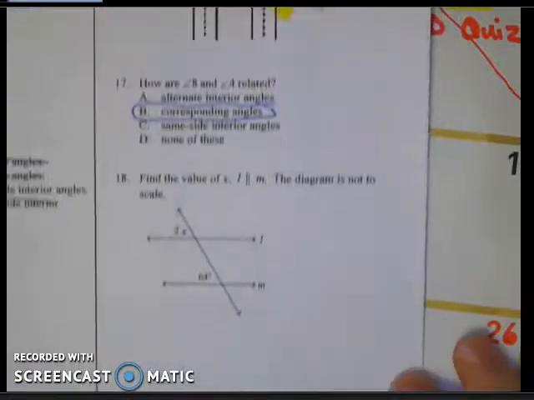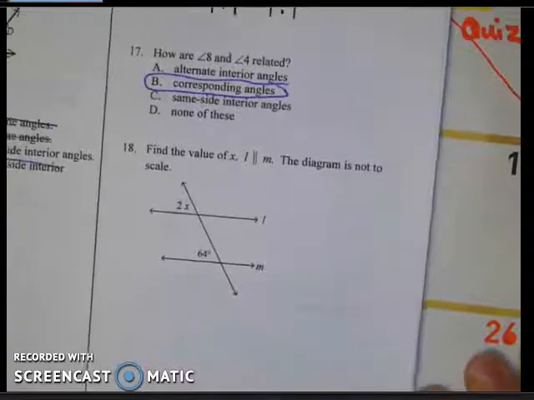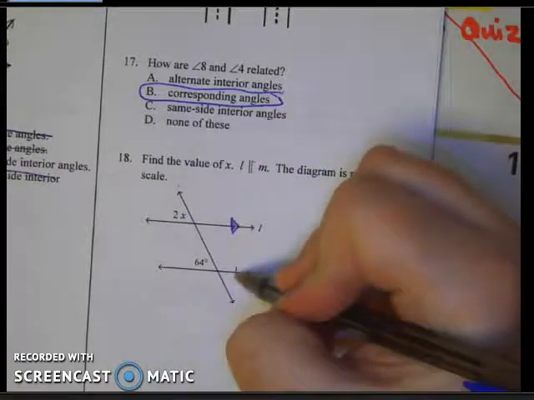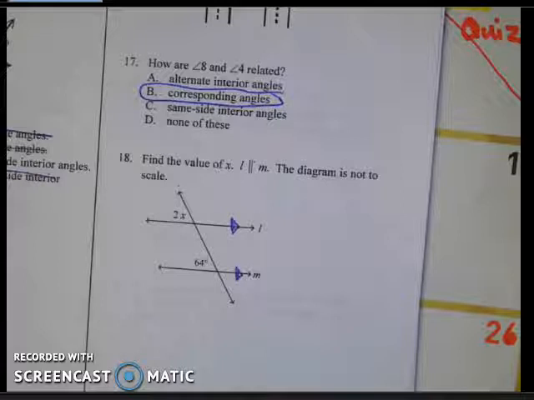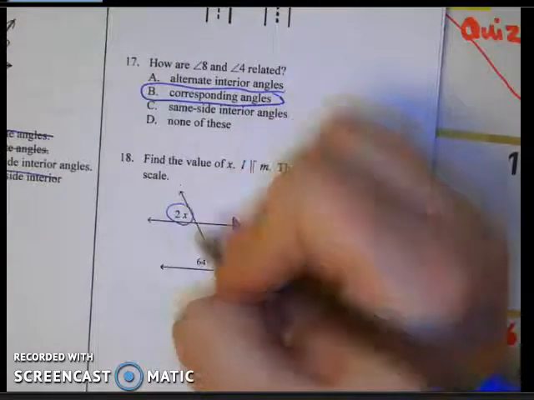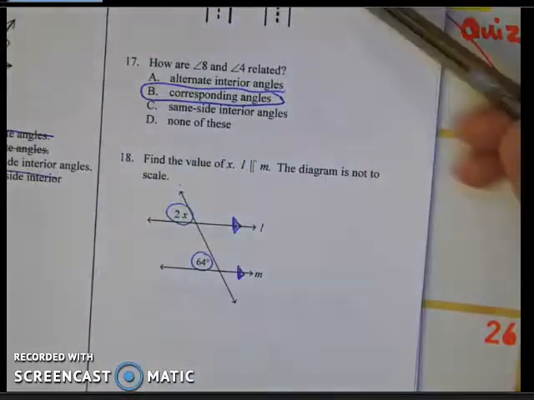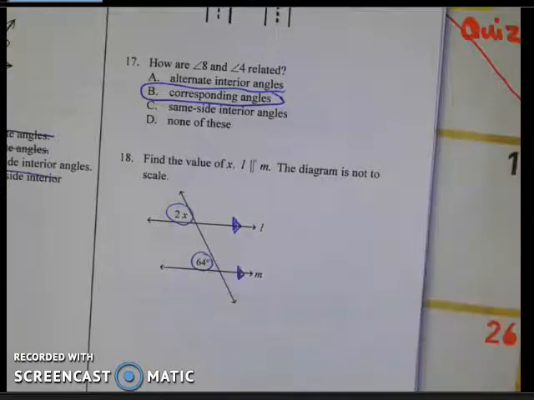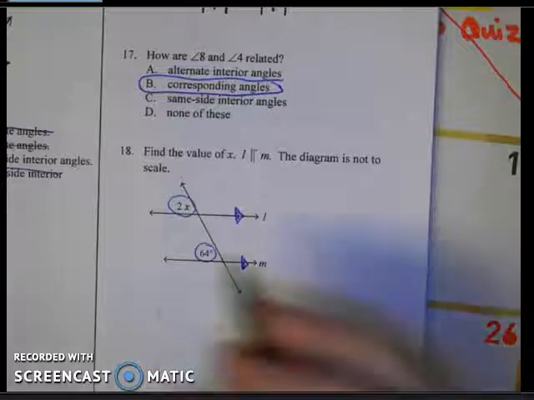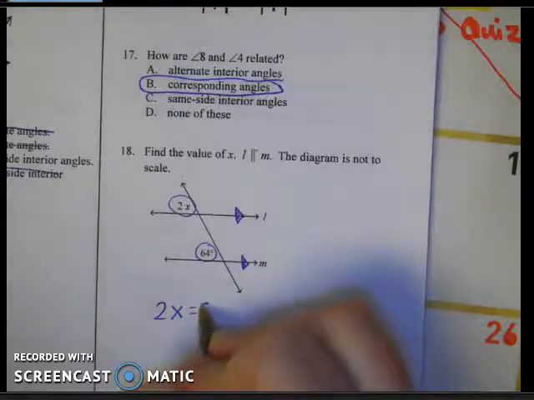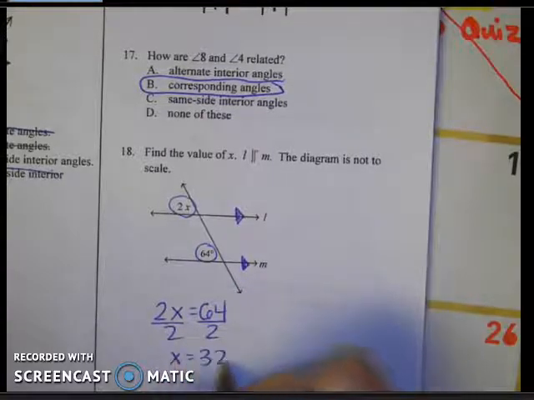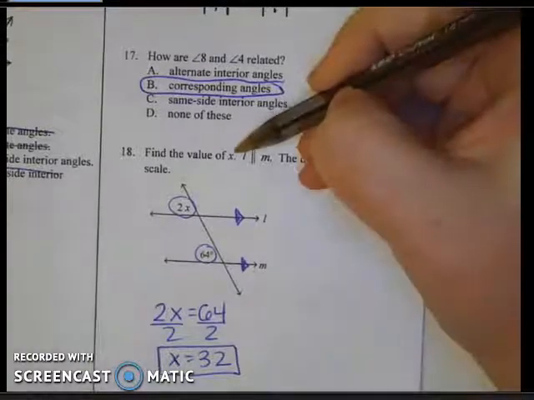All right. Number 18. Find the value of x if L is parallel to M. So I know that these lines are parallel, so all of my angle relationships have some value. The diagram is not to scale. So what do I know about 2x and 64? These, just like the last example, are in the same position. So these are corresponding angles, and corresponding angles are the same measure, or congruent. So 2x is equal to 64. Divide by 2, x is equal to 32. And this just says find the value of x, so I am done.